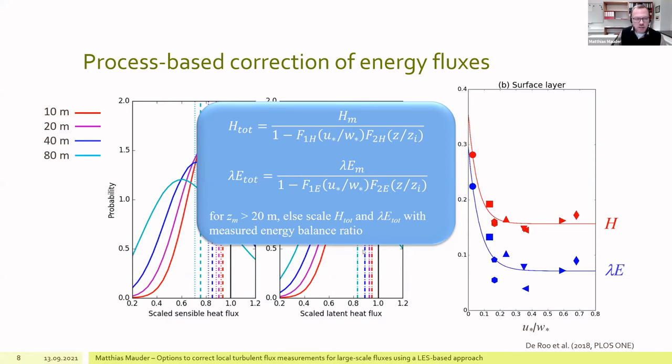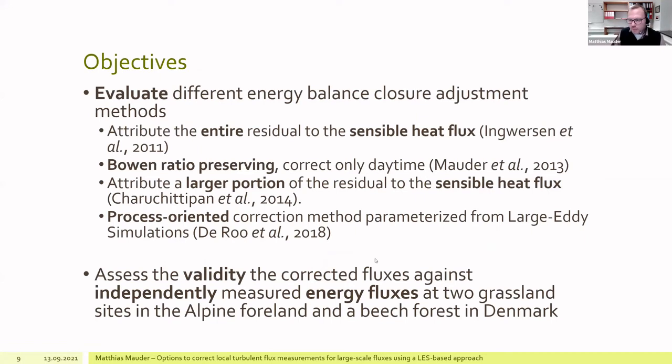And then we want to apply these functions that are purely derived based on LES, to see how it works in reality at real-world sites. We compare this process-oriented method based on large eddy simulations with three other methods that have been proposed in the literature. One is Bowen ratio preserving, one attributes the entire residual to the sensible heat flux, and one attributes a larger portion of the residual to the sensible heat flux, but not the entire residual. Then we can compare these fluxes with paired lysimeter measurements, which helps us see whether the ET estimates are correct. And of course, we can also check whether the energy balance closure improves.